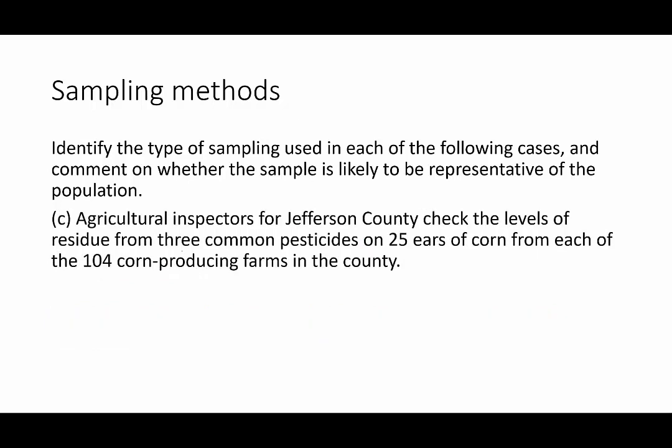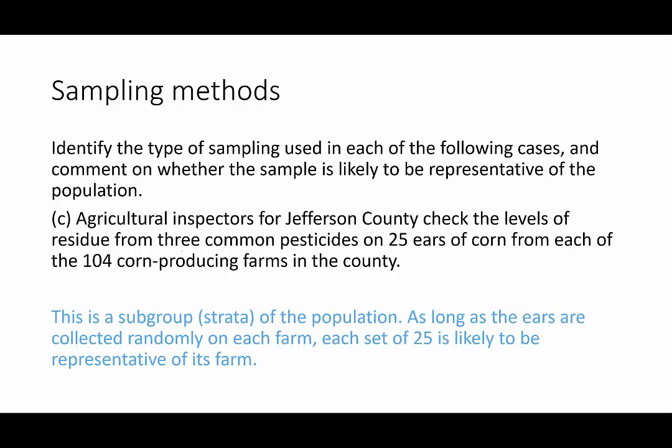In our next example, agricultural inspectors for Jefferson County checked the levels of residue from 3 common pesticides on 25 ears of corn from each of the 104 corn-producing farms in the county. Which one is this? Say it with me. This is stratified sampling. So here they chose to use a subgroup from each farm, and as long as they chose randomly which 25 ears they select, then it should be pretty representative, right? If they just chose the first 25 they saw, probably not great. But if they went around and chose 25 random ones, that should be good to go.